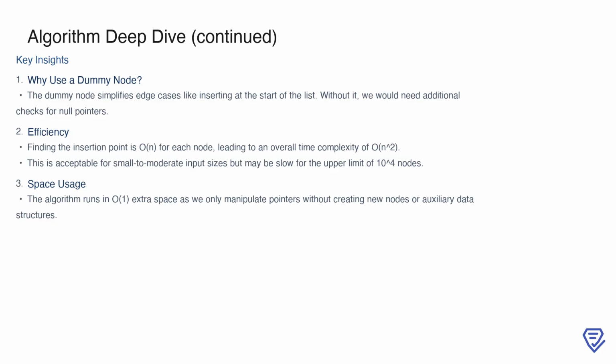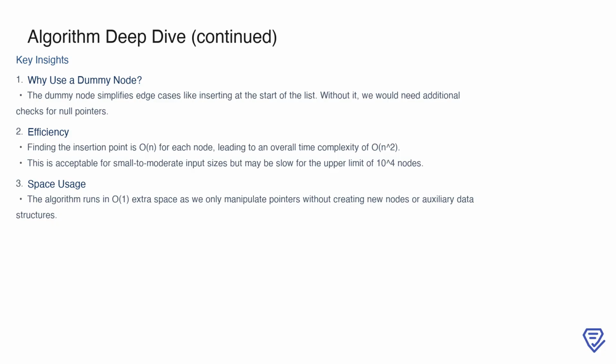In terms of efficiency, the algorithm has a time complexity of n squared. This is because finding the insertion point for each node requires a traversal of the sorted portion, which can take up to n in the worst case. Since this operation is repeated for all nodes, the overall complexity becomes quadratic. While this is manageable for small to moderate input sizes, it can become a bottleneck for the upper limit of 10,000 nodes. On the positive side, the algorithm is space efficient, requiring only 1 extra space.